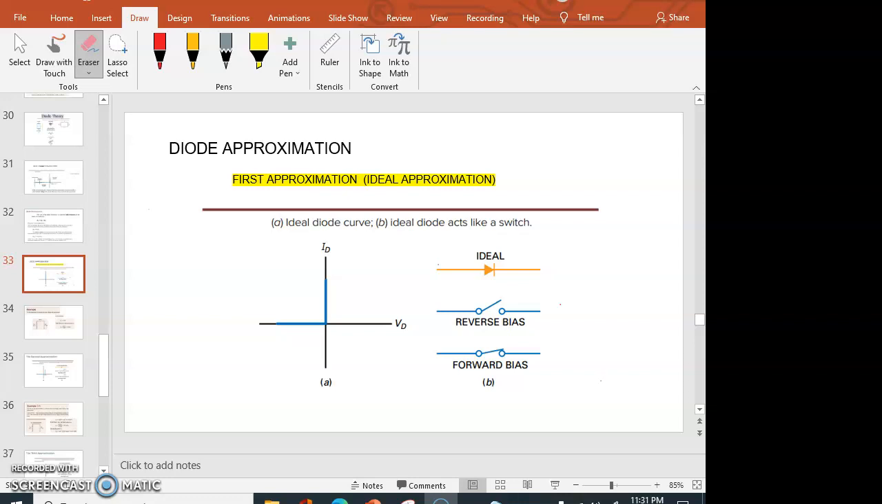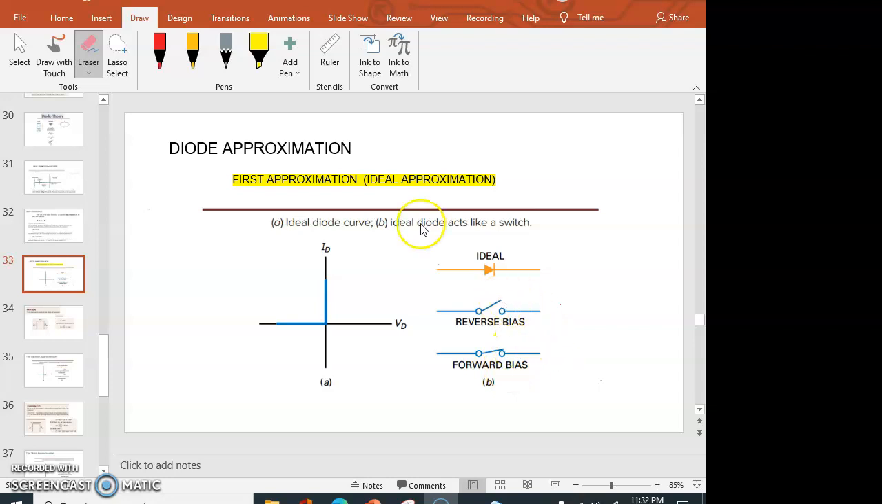Good morning. So our topic for this morning is diode approximation. There are three approximations for the diode. The first approximation, sometimes known as the ideal approximation, followed by the second approximation and the third approximation. So for the first approximation, we see the diode as either an open switch or a closed switch.